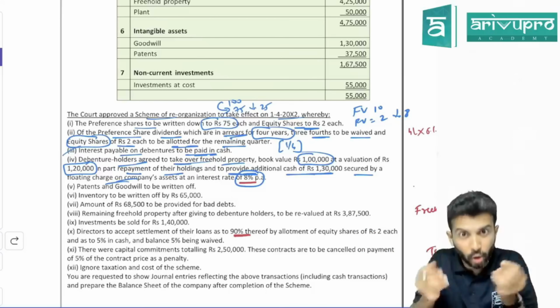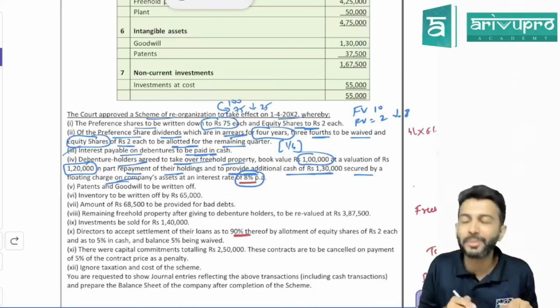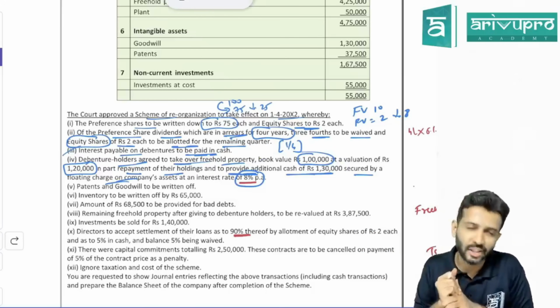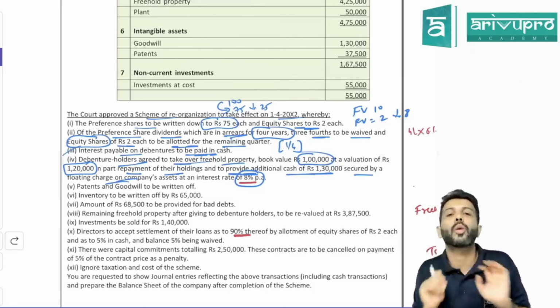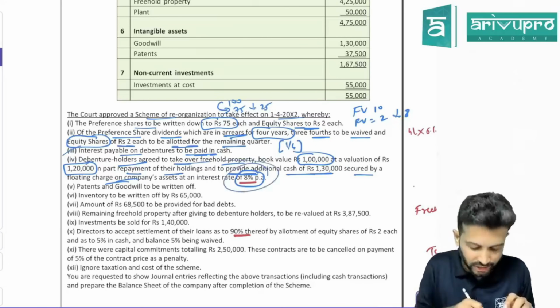Correct? No, not roka. Rokka. Yeah? How much money did you get here? 1,30,000. So new debentures have been issued for 1,30,000, which carries an interest rate of 8%.